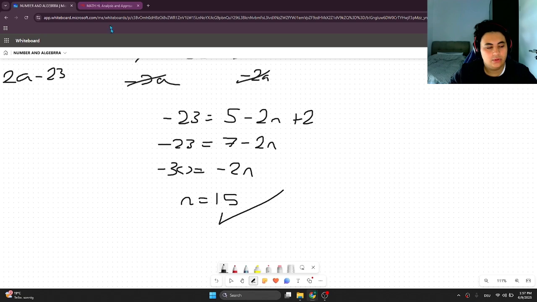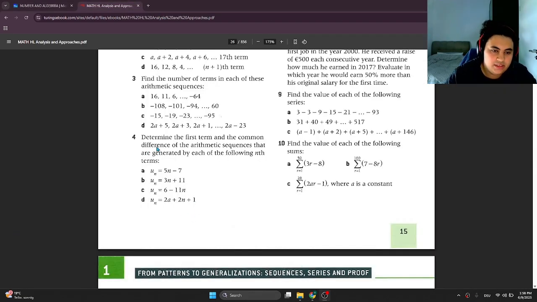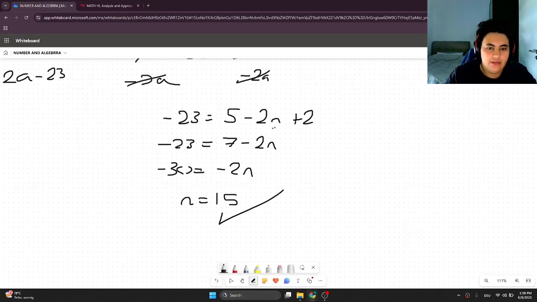Okay, cool. Let's move on to the next question. The next question says determine the first term and the common difference of the arithmetic sequences that are generated by each of the following nth terms. So what I'm thinking is we're going to find u1 and u2. This is the first term that they want, and u2 so that we can subtract u1 from u2 to find the common difference. So un is equal to 5n minus 7.